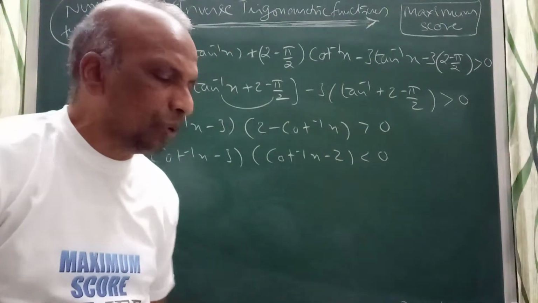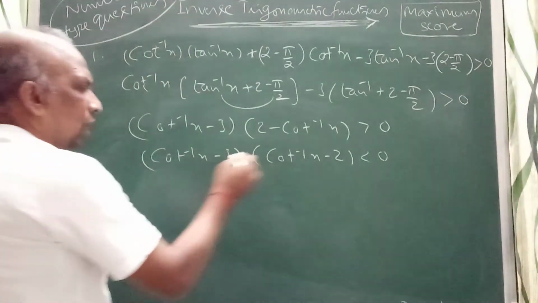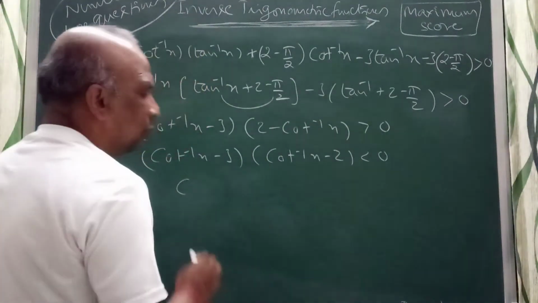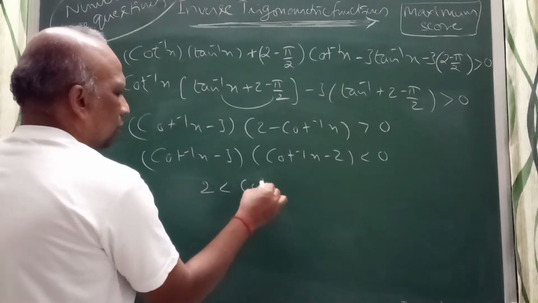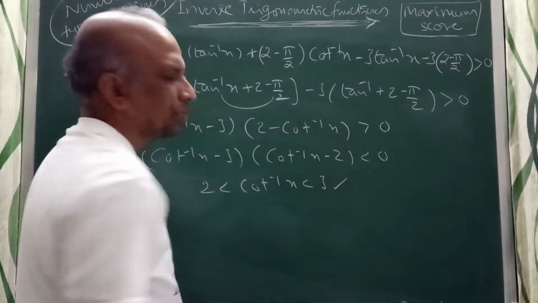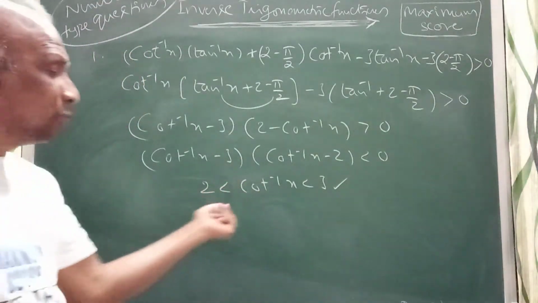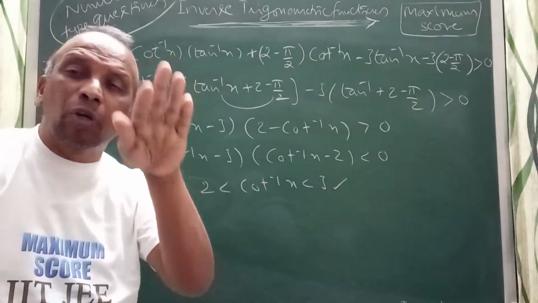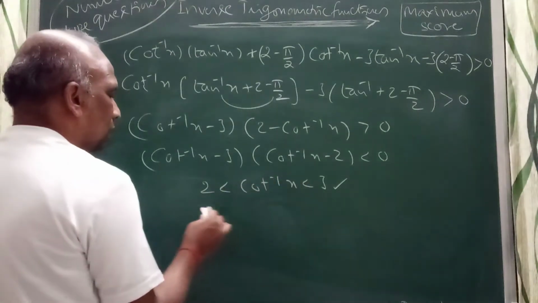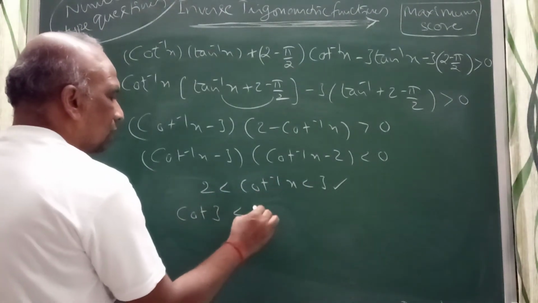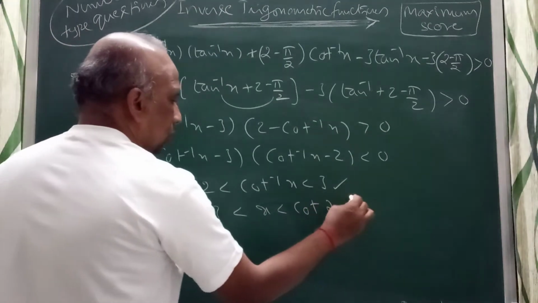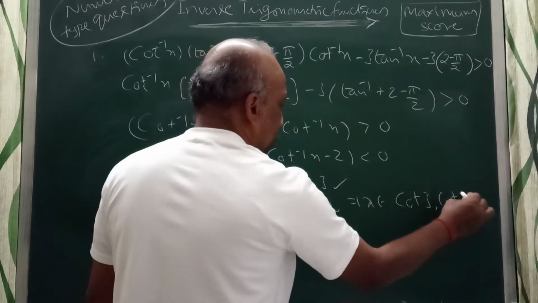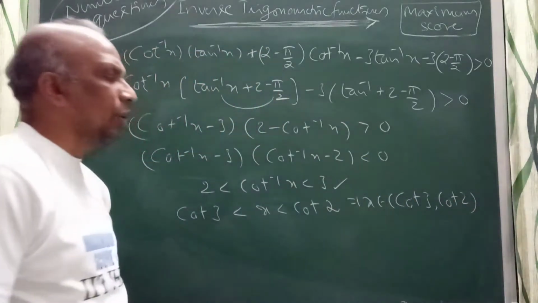That means the value of cot inverse x lies between 2 and 3. So I can write 2 less than cot inverse x less than 3. But we know that when the angle is increasing, cot is decreasing. So if you take cot, this becomes cot 3 less than x less than cot 2. So x belongs to (cot 3, cot 2). You should be careful here.